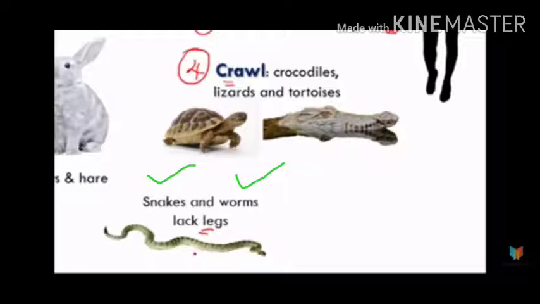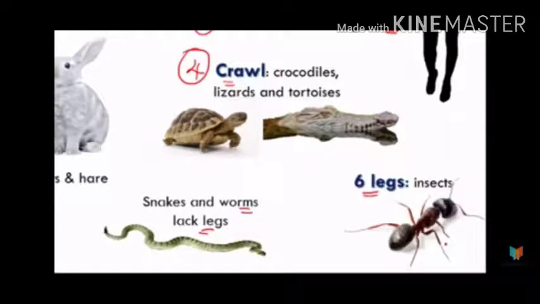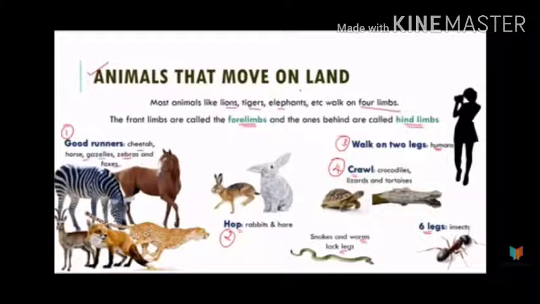If you see snakes and worms, they don't have limbs, right, children? But still, they move around by crawling their body from side to side. If you see, in case of worms, they can move by contracting and expanding their body. The last one we have insects, which have 6 legs. So these legs help them to move around. So this is all about the animals that move on land.